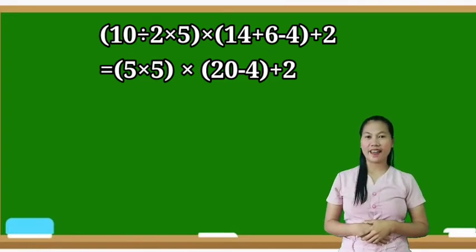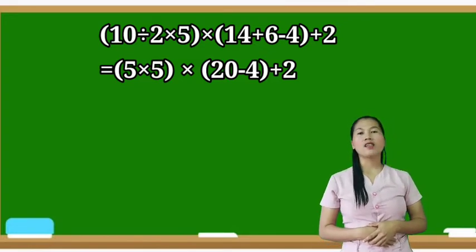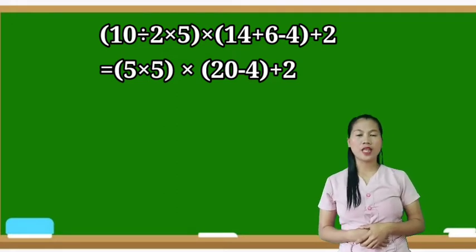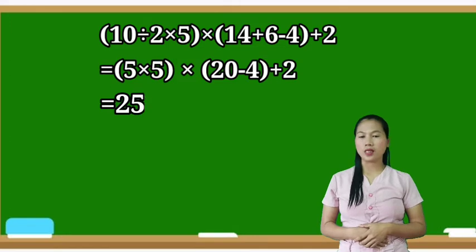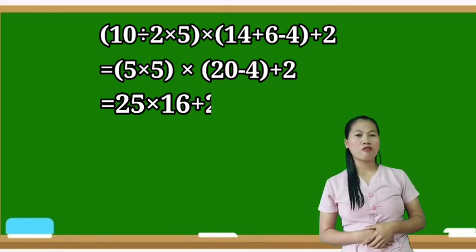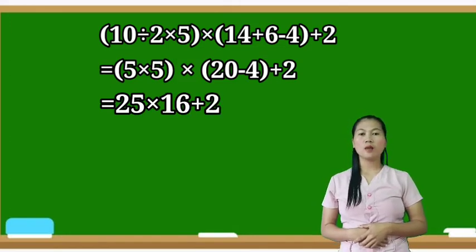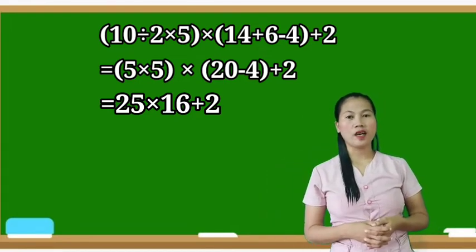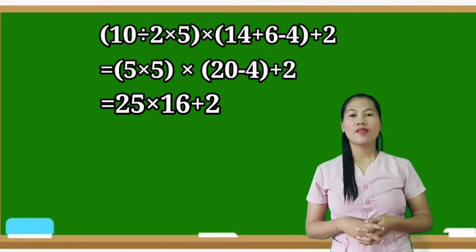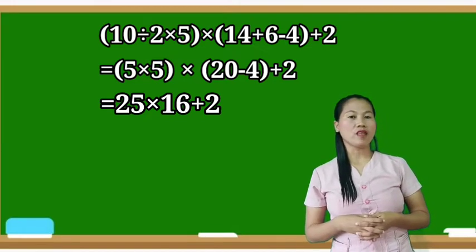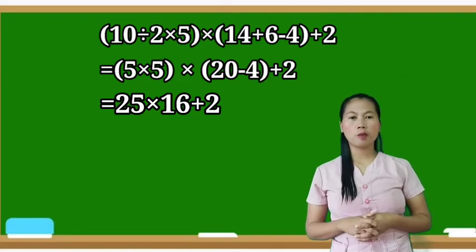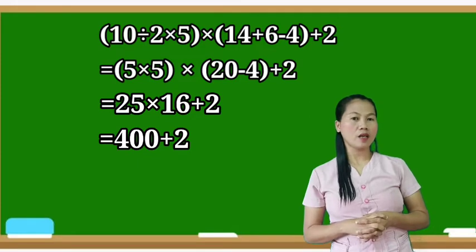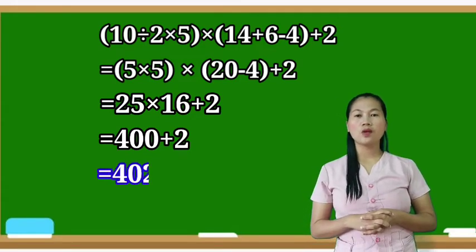When the expression inside has already been simplified, just eliminate the parentheses or any other grouping symbol. Thus, we have 25 times 16 plus 2. Simplifying further, we need to apply the PMDAS or GMDAS rule. The rule says multiplication should be done first before addition. Multiply 25 by 16, 400 plus 2. Then add, it is equal to 402.